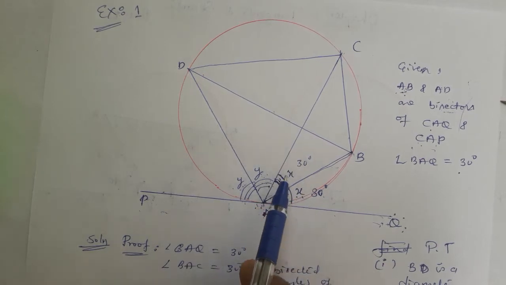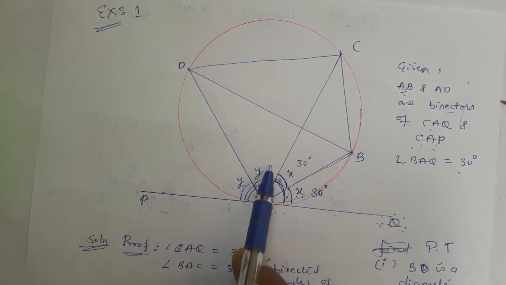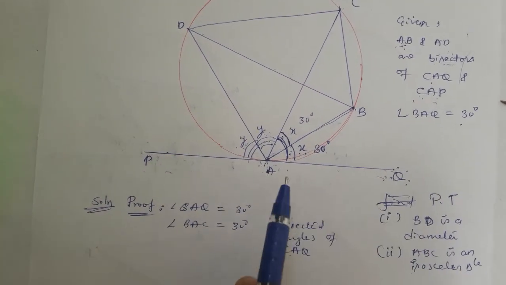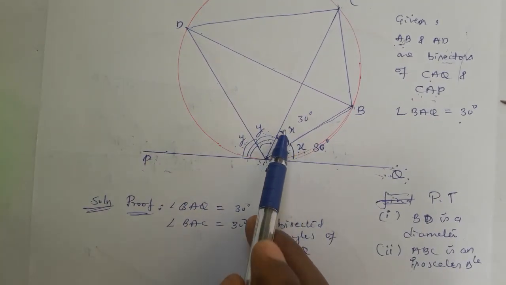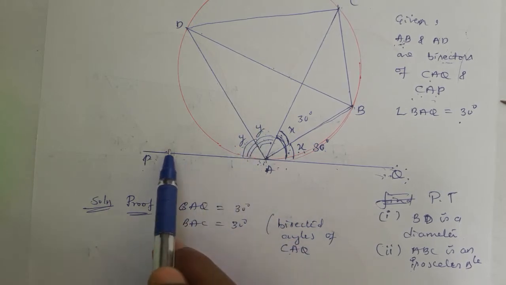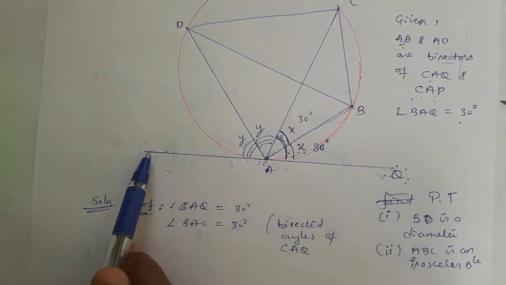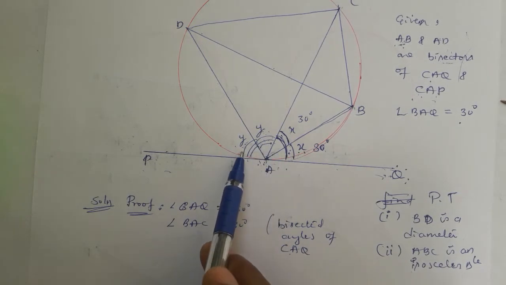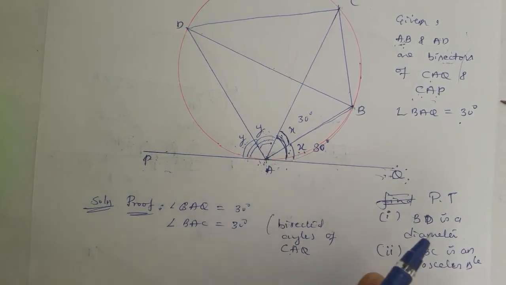Therefore, what do we have to do? We have to prove this angle is 90 degrees. If you prove this angle as 90 degrees, BD definitely becomes a diameter. Now think, this is 30, this is 30. These two are unknown, whatever. But PAQ is a straight line, right? You know that the total of angles on a straight line is 180 degrees. A straight line angle is always 180 degrees.